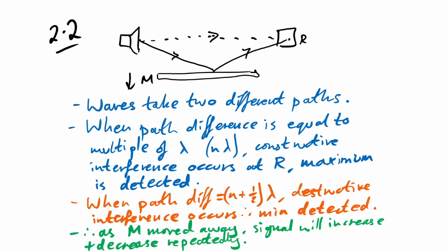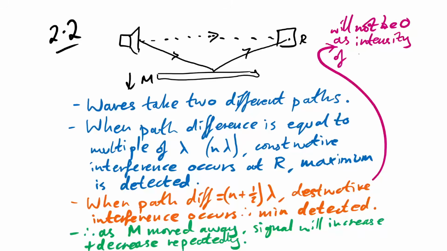Is it actually going to reach 0? Not quite, and maybe it's worth us writing this. It will not be 0 because the intensity of the waves will be different, so therefore they won't cancel each other out perfectly. Suggest why Young's double slit equation should not be used in this setup where we have a loudspeaker.